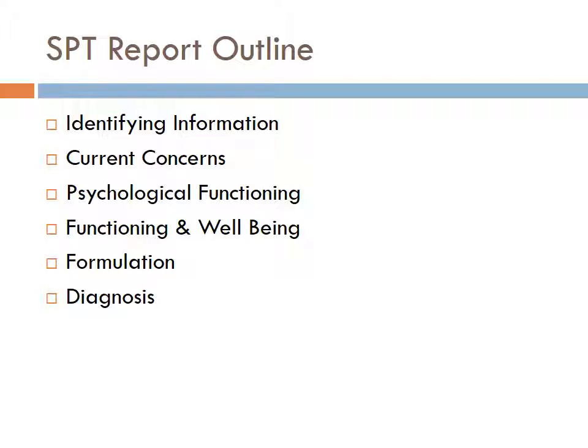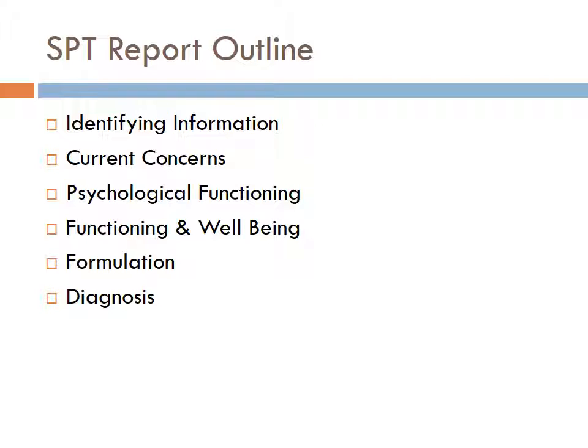Under current concerns, I like to talk about the client perception, the perception of other people, and any current stressors that are going on. Under psychological functioning, I include treatment history, previous coping strategies, and the Level 1 measure. Under the functioning and well-being category, I like to look at a typical day, social networks, strengths, resiliency factors, the World Health Organization Disability Assessment Scale, any daily practices the person has, exercise, alcohol, drug use, and any history of abuse, physical or sexual.